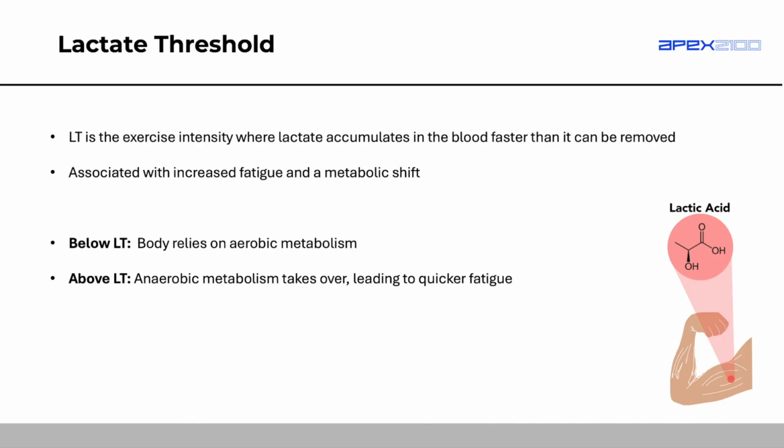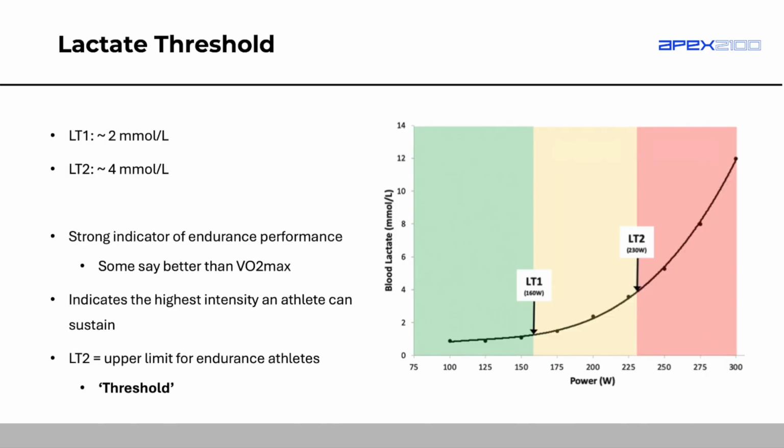So let's have a look at how we actually find the lactate threshold. So have a look at the graph first on this slide. So we've got blood lactate up the y-axis and power along the x-axis. So this person was likely on a stationary bike when they did this measurement.